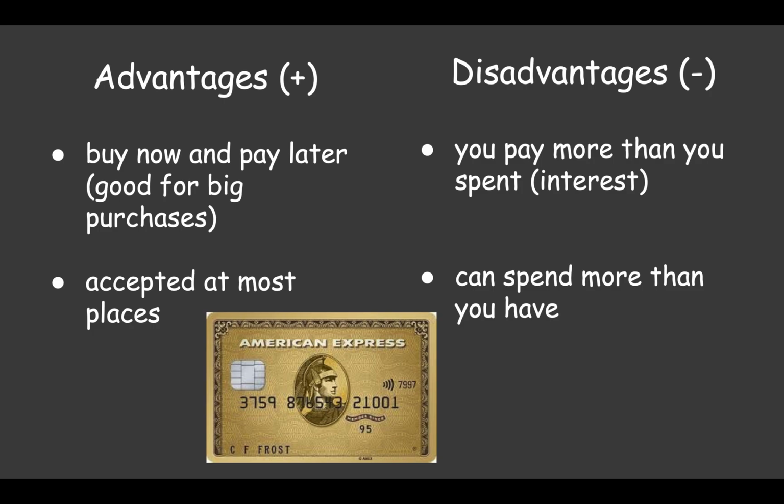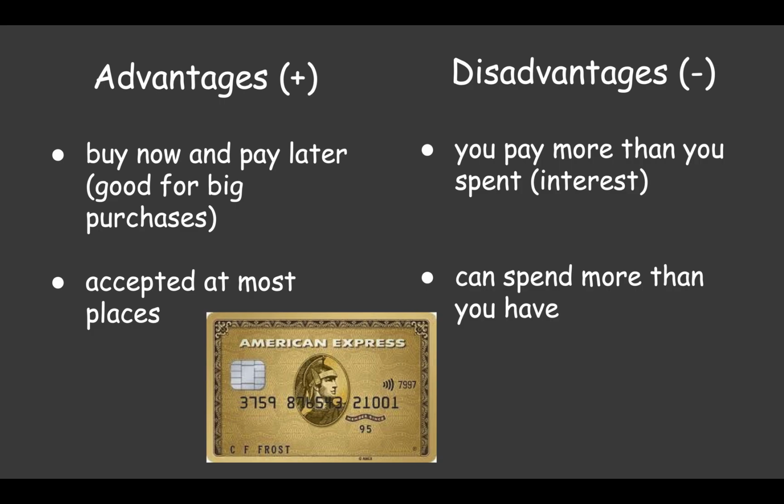The other disadvantage for a credit card that you have to be careful of is that you can end up spending more than you have. These credit card companies can give you a limit of almost up to $5,000 or $10,000, or you might have a really high credit limit. And you're like, woo, look at all these things that I can buy. But what you have to keep in mind is you have to be able to pay it back.